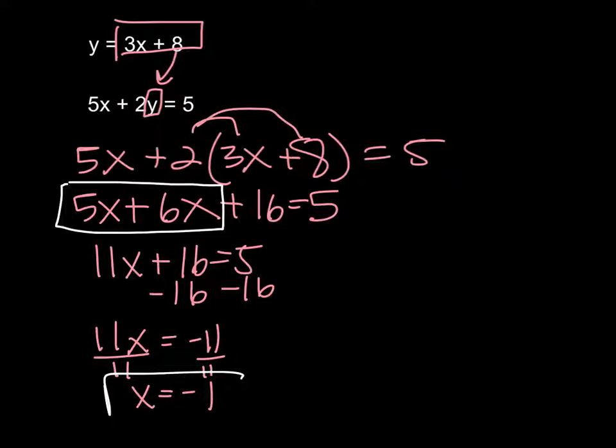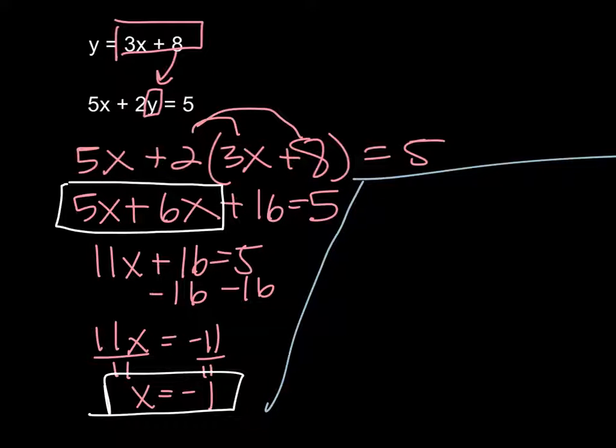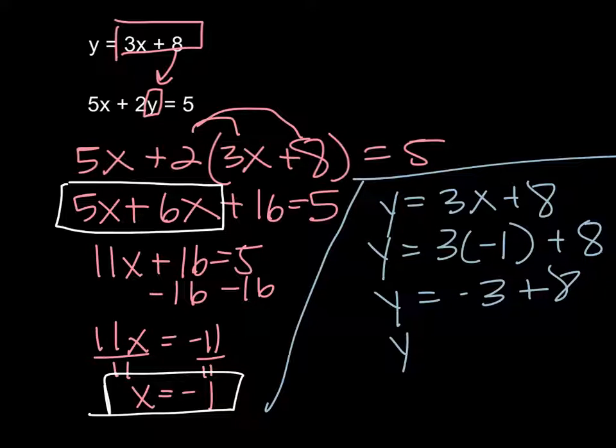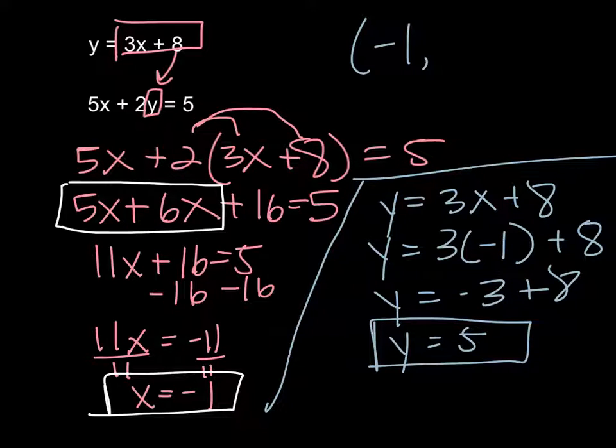Now remember, you're not done. That's just the x value where these two lines meet. We still have to figure out the y value. So I'm going to rewrite that top equation. And it doesn't matter, you could plug into the other equation as well, but this one is already solved for y. So now instead of x, I'm going to plug in negative 1 to figure out what the y value is. So in this case, we'll get y equals 5. And really what that means, these two lines, if I were to graph them, would cross at the coordinate negative 1, 5.